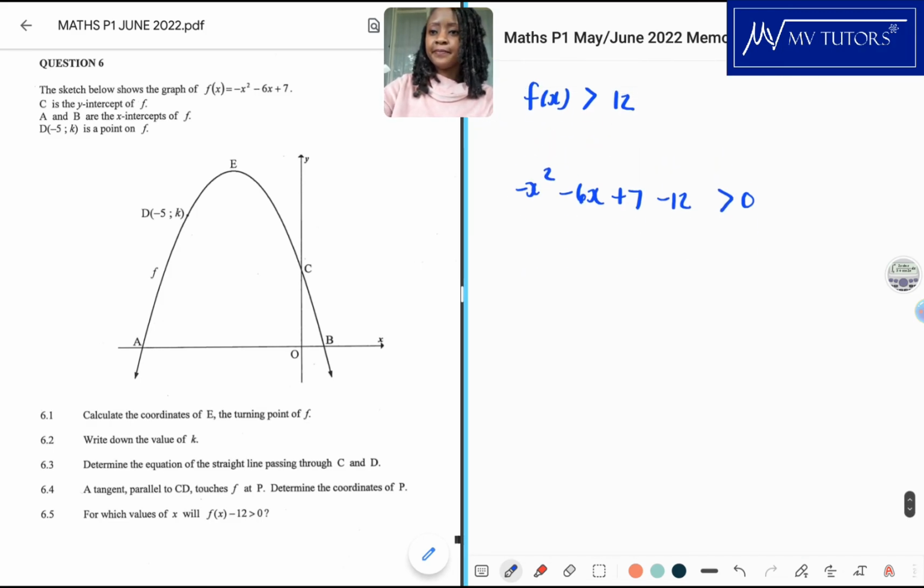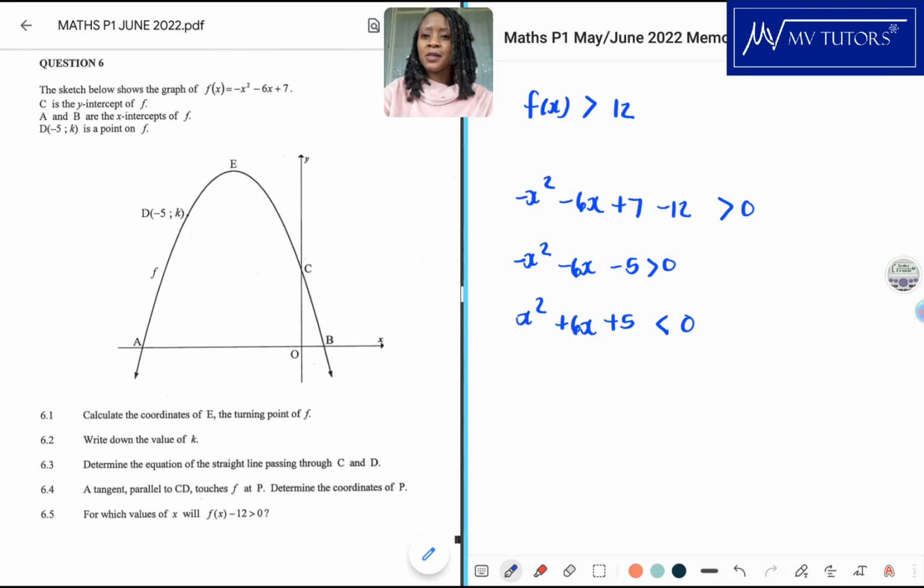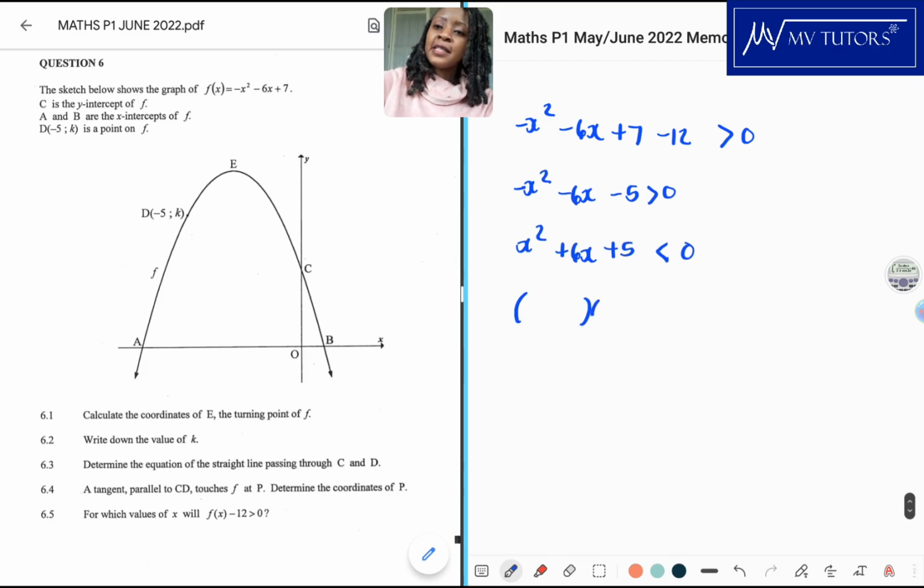Let's go and solve it. Okay, so I have negative x squared minus 6x, and then 7 minus 12, that is -5, bigger than 0. I don't like using negatives, so I'm dividing by the negative. So x squared plus 6x plus 5, and because we are dividing by a negative, this has to turn around, and that will be smaller than 0. Alright, so at the end of the day, I'm taking the factors: x plus 5, x plus 1, smaller than 0.